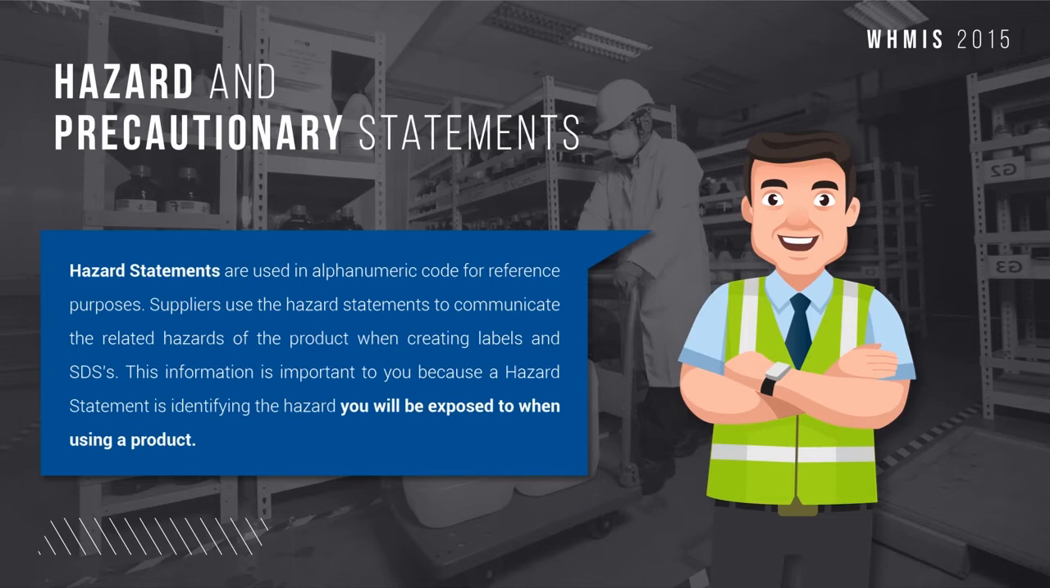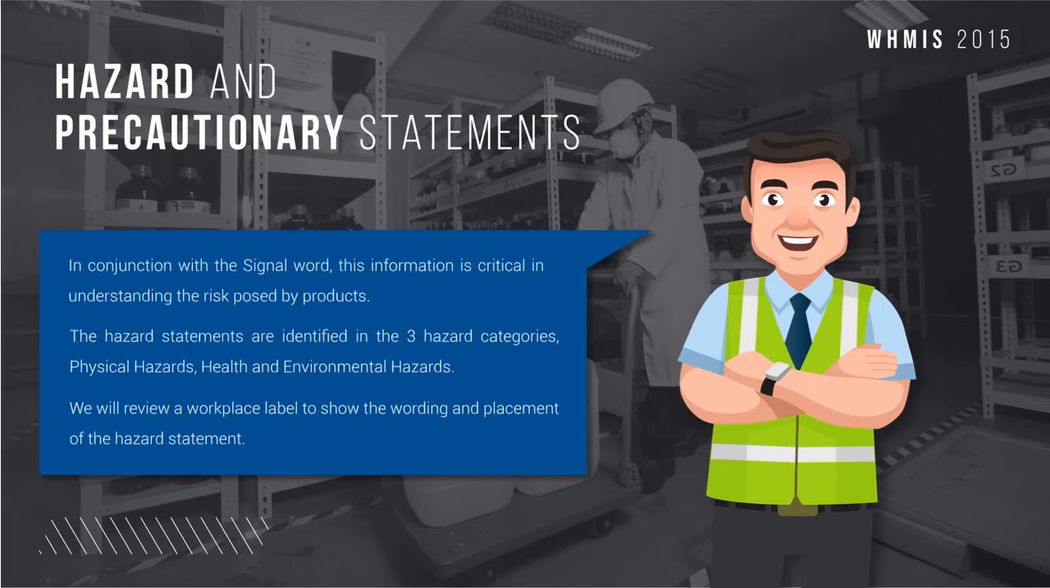Suppliers use the hazard statements to communicate the related hazards of the product when creating labels and SDSs. This information is important to you because a hazard statement is identifying the hazard you will be exposed to when using a product. In conjunction with a signal word, this information is critical in understanding the risk posed by products. The hazard statements are identified in the 3 hazard categories: physical hazards, health, and environmental hazards. We will review a workplace label to show the wording and placement of the hazard statement.